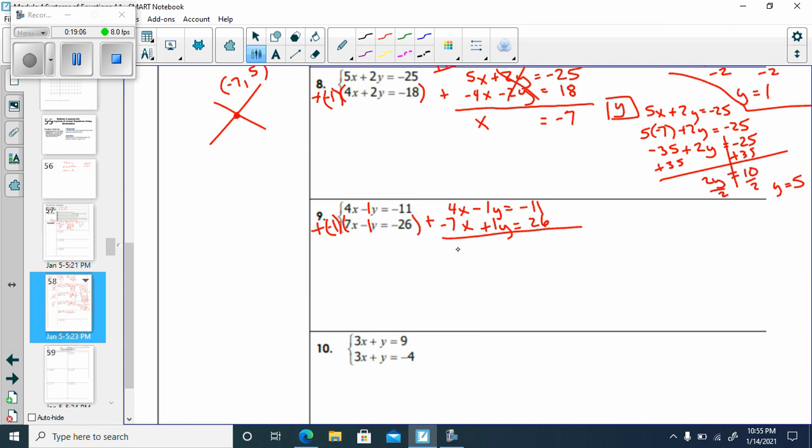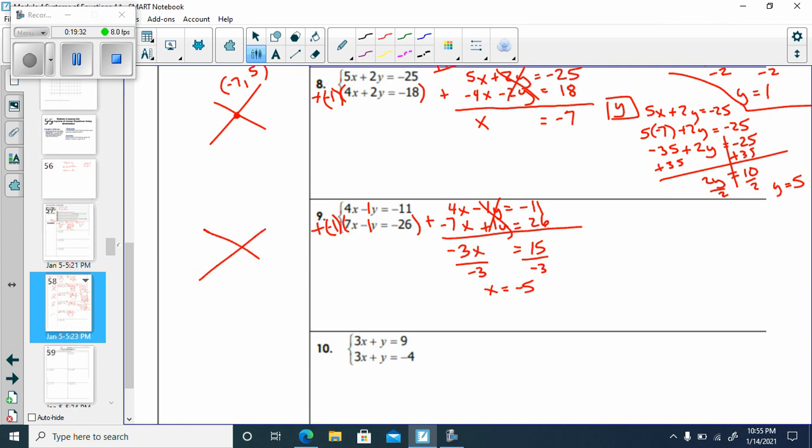4x plus -3x is -7x is -3x. -1y plus +1y gives you 0. That's gone. Equals -11 plus 26 would give me 15. Let's divide both sides by the -3 we have here. And x would be -5.